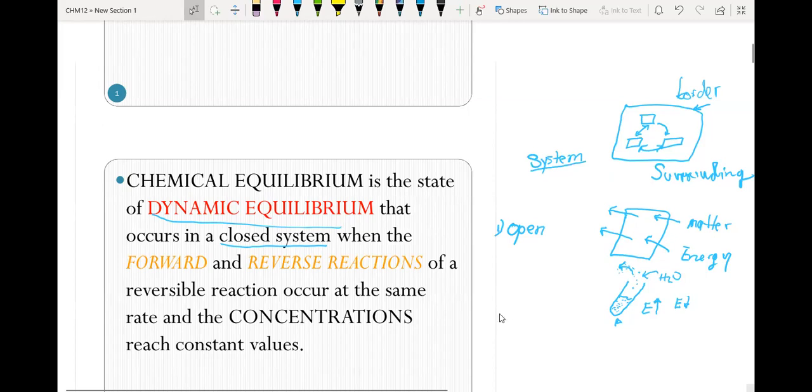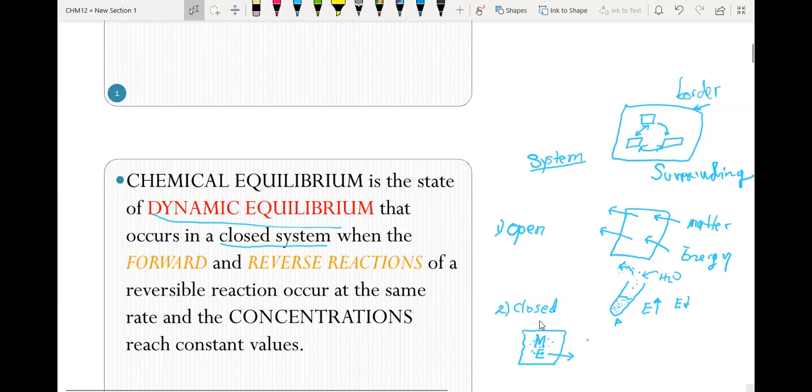The second type of system is called closed system. In a closed system, matter is constant. Matter cannot go out, matter cannot go in. However, energy can be transferred. Energy can get out. You put this system in a lower temperature environment, so it will lose energy.